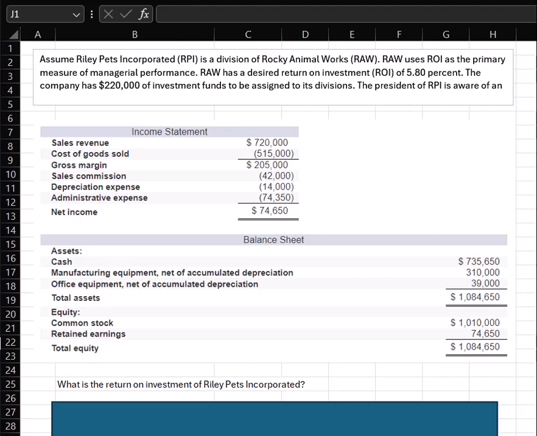Assume Riley Pets Incorporated, or RPI, is a division of Rocky Animal Works, or RAW. RAW uses an ROI as the primary measure of managerial performance. Rocky Animal Works has a desired return on investment, or ROI, of 5.8%. The company has $220,000 of investment funds to be assigned to its divisions. The president of RPI is aware of an investment that could use those funds.